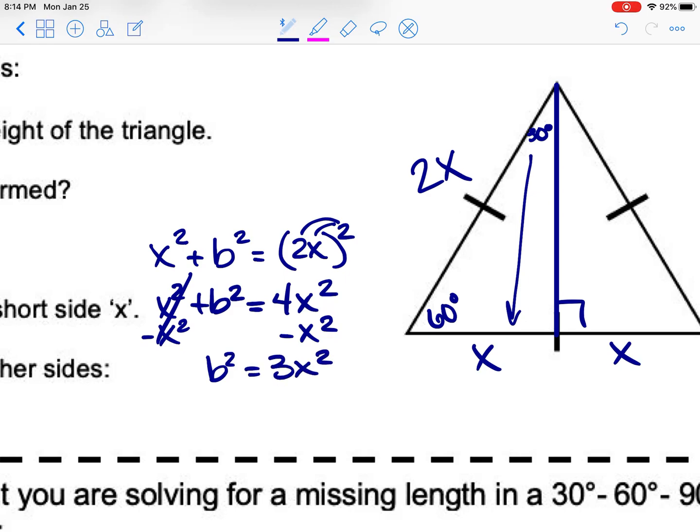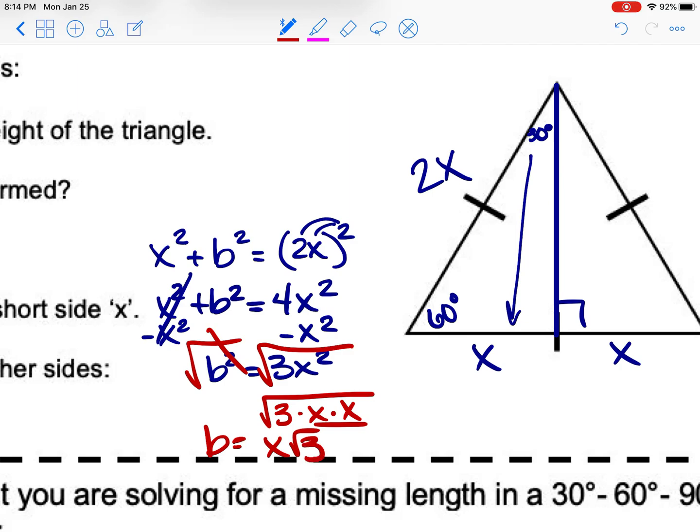Well, we want b by itself, so we've got to square root it. And if we square root this side, we have to square root the other side, canceling that side out. We know that this really looks like 3 times x squared, giving us a pair. Remember, pairs go on the outside, so b equals x square root of 3. And that's what label goes with the altitude across from the 60.